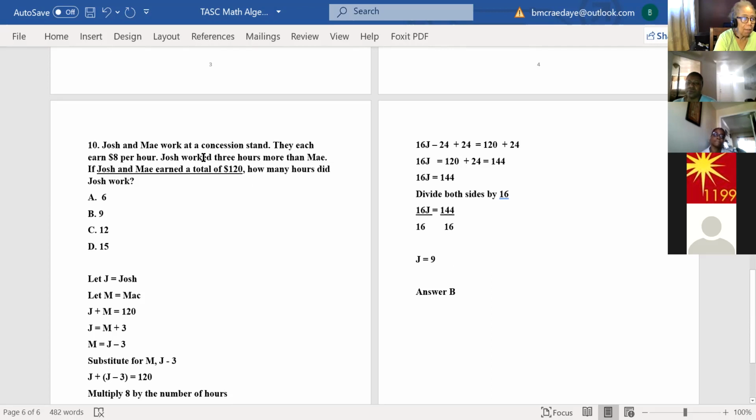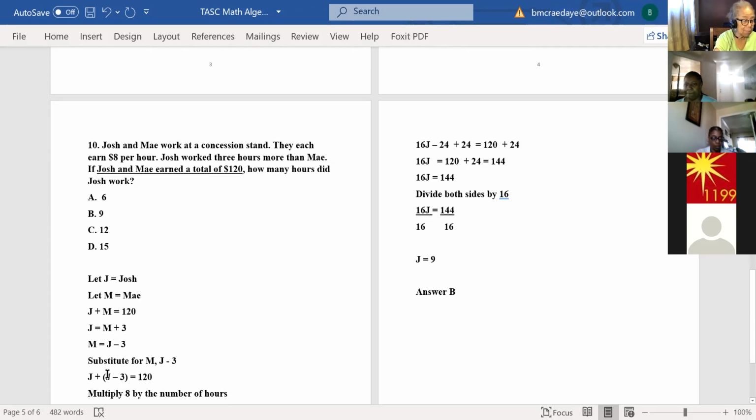We were given that Josh worked 3 hours more than May, and that they earned a total of $120. Okay. Any questions on number 10? You understand what we did here? May plus Josh plus May, 120. Josh worked 3 hours more, so we have 3 plus M is J. So M is J minus 3.